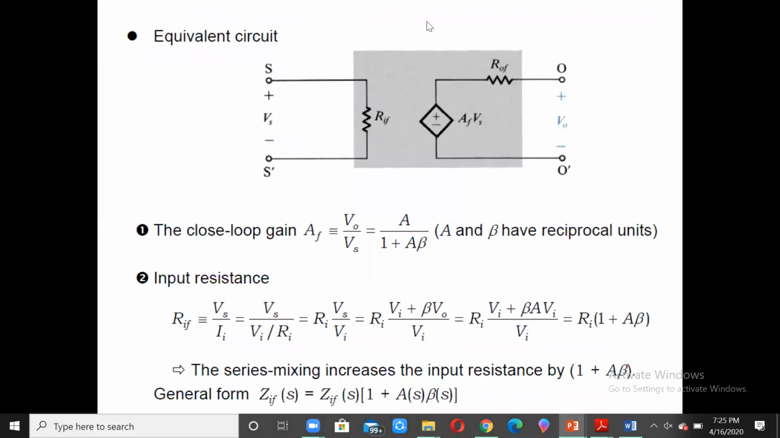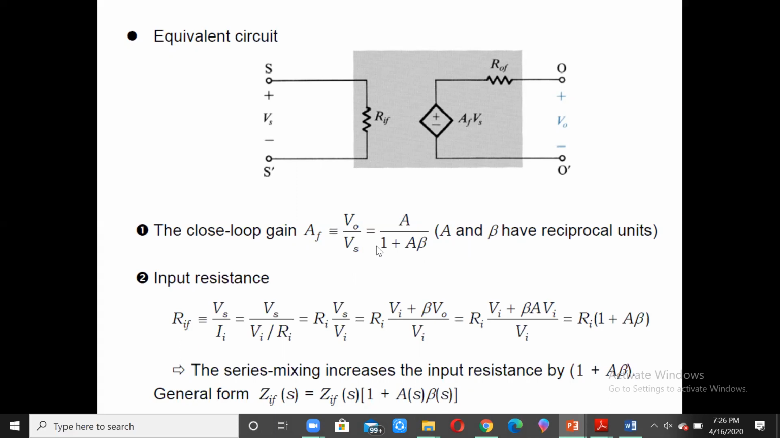So the closed loop gain AF is equal to V0 by Vs. The value of the output over here, this V0, is this voltage plus this voltage. Assuming that ROF is equal to 0, V0 will be equal to AF into Vs, and that will give us AF is equal to V0 by Vs, and that will turn out to be A by 1 plus A beta. This is the standard thing.